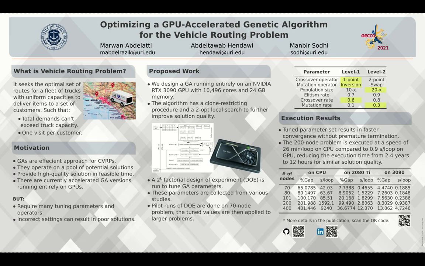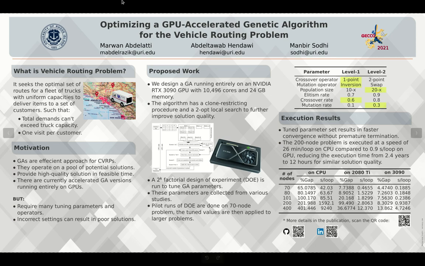Our work motivation is that GAs have efficient performance for CVRPs. They operate on a pool of potential solutions, which increases the likelihood of getting a high-quality solution in feasible time. And there are currently accelerated GA versions running entirely on GPUs, but they require many tuning parameters, where incorrect settings can result in poor solutions.